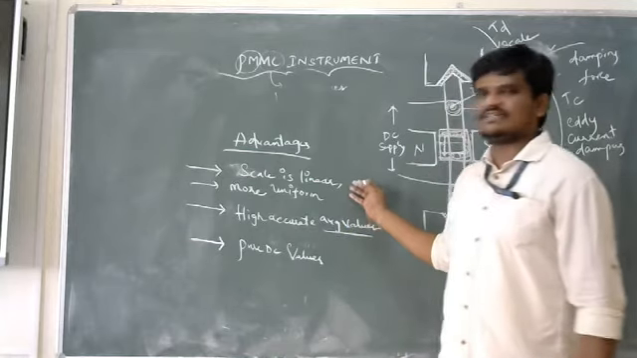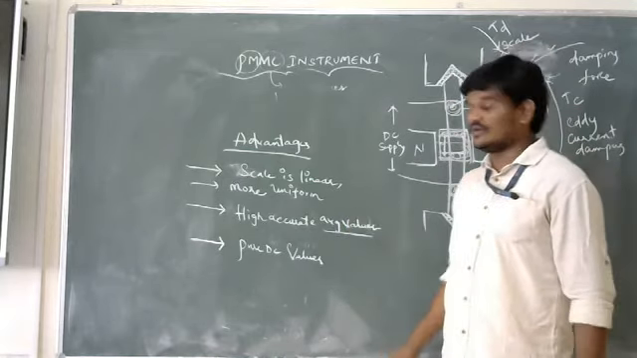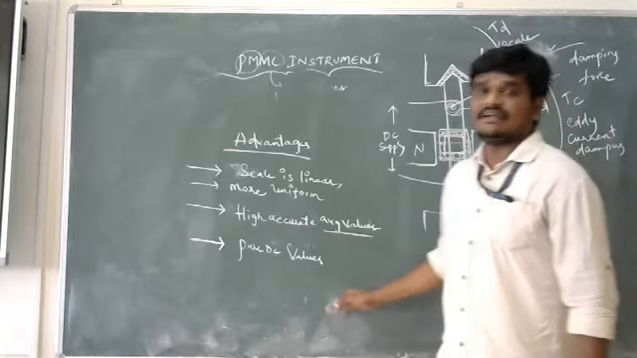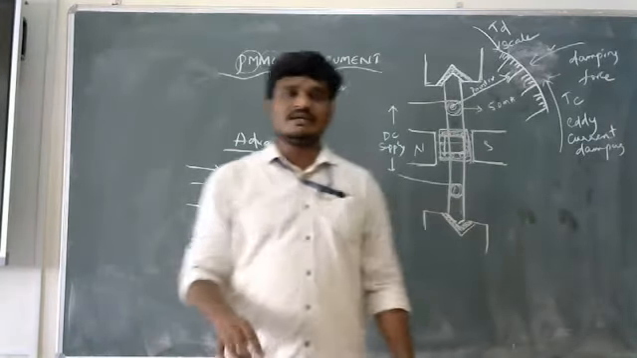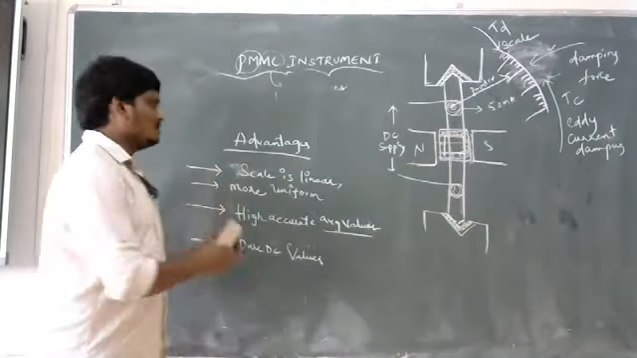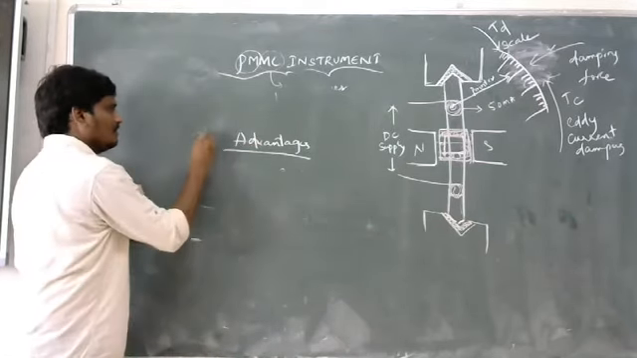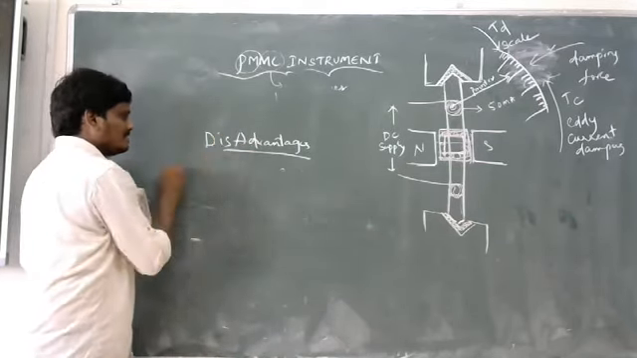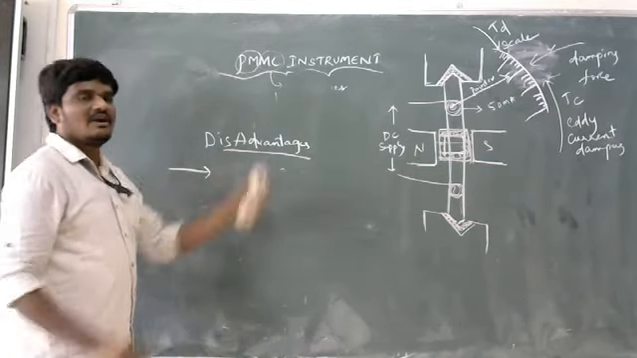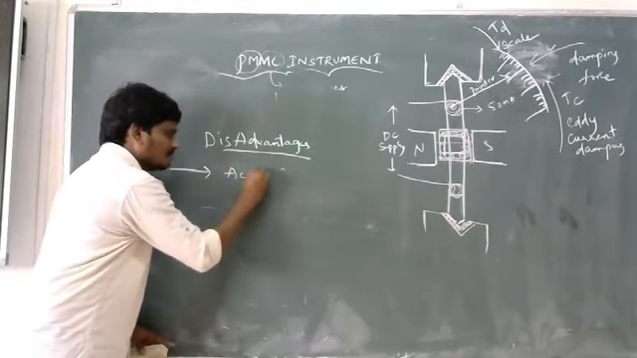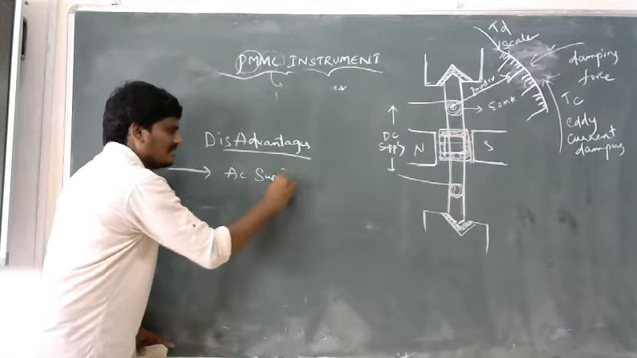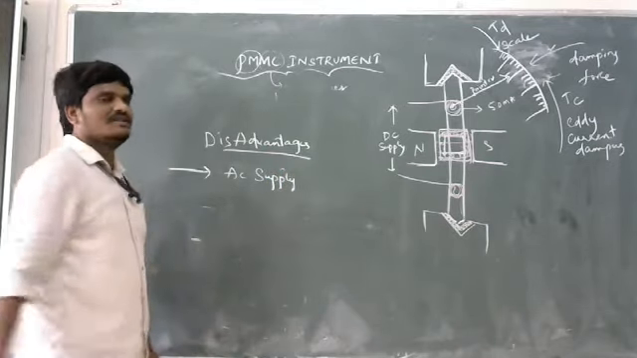The first advantage is that the scale is linear. The second is that it is more uniform, highly accurate, and it is mainly used only for measuring pure DC values. Now we will go for the disadvantages. This instrument cannot be used for AC supply. This is the major disadvantage of a PMMC instrument.